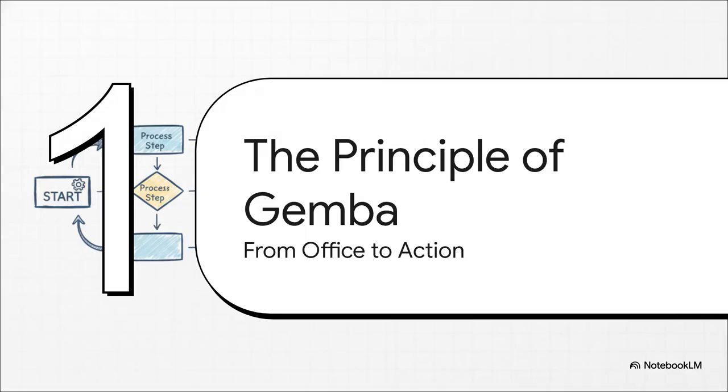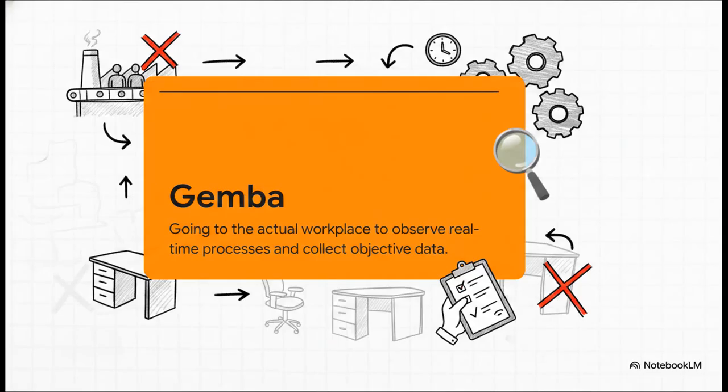Okay, let's kick things off with section 2, the principle of Gemba, or moving from the office to the action. To build a truly accurate current state map, we have to embrace this principle of Gemba. It's a Japanese term that basically translates to the real place. For us, it means getting up, leaving our comfortable office desks, and going out to the actual place of work to observe processes in real time.